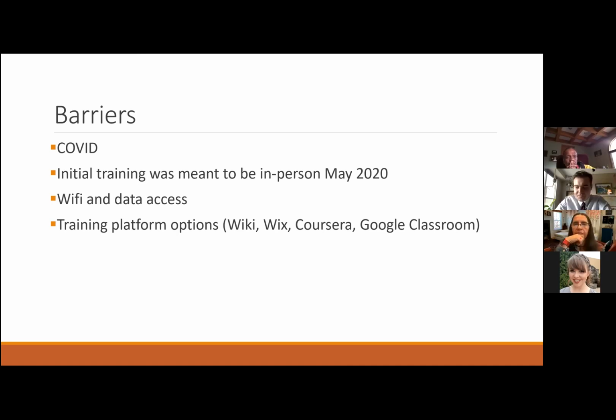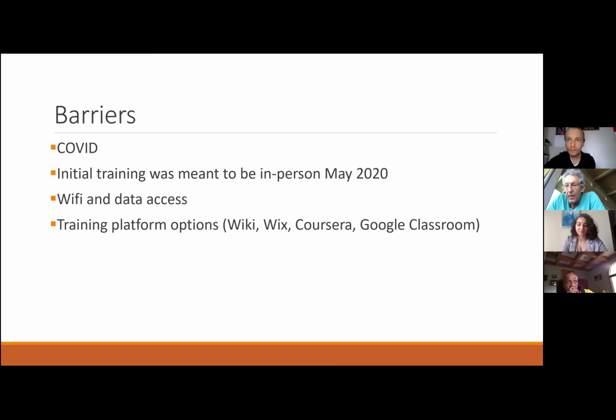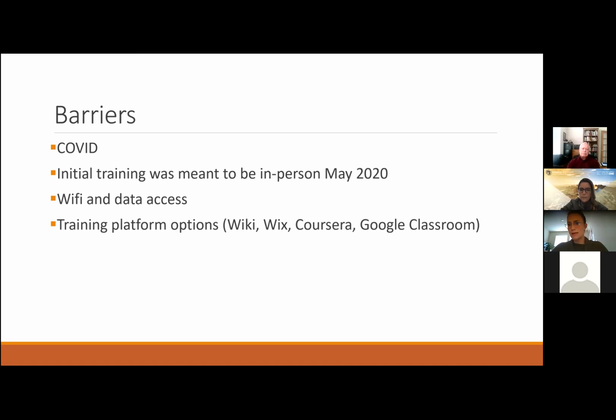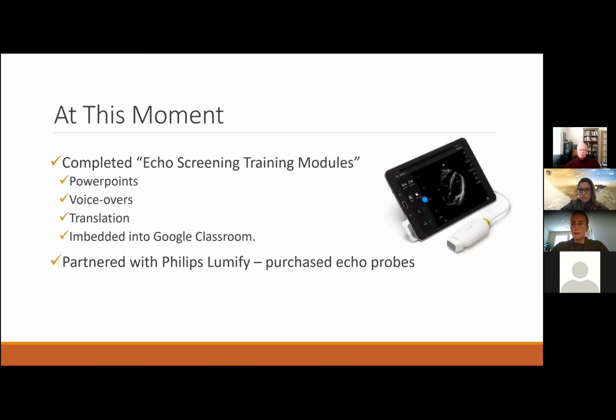Wi-Fi and data access was also an issue, just thinking about speaking with our colleagues over Zoom and our nurses over Zoom. It was definitely difficult with access, as well as timing, because we were here and they were in Rwanda. And then the different platform options made my head spin for a long time, thinking of the best way. We had Wiki, Wix, Coursera, all these different options. Some of them were very expensive. Some of them were free, but not conducive to what we wanted. So we landed on using Google Classroom as an easy way to at least have all of our information in one spot.